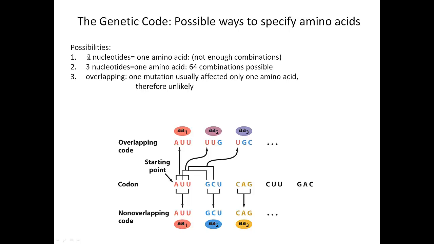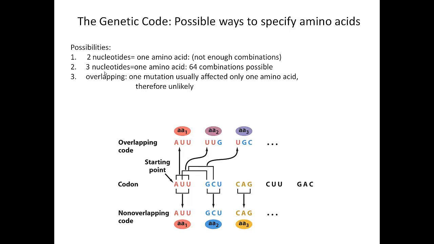If you took 2 nucleotides, the problem is that's not really enough possible combinations for all 20 amino acids. 3 nucleotides, on the other hand, seemed like too many, because if you have 3 nucleotides calling for 1 amino acid, that actually has 64 possible combinations, and there's only 20 amino acids.